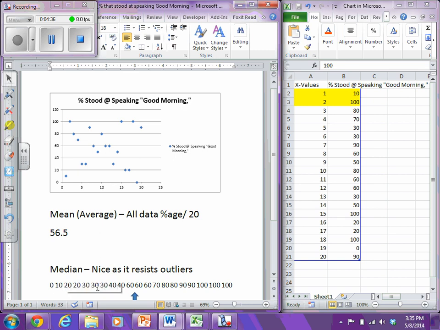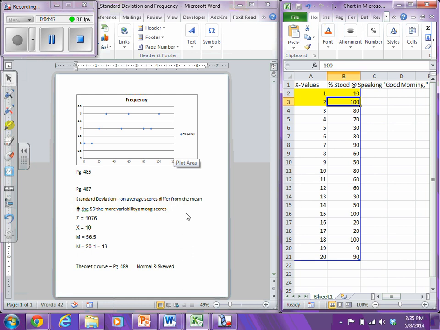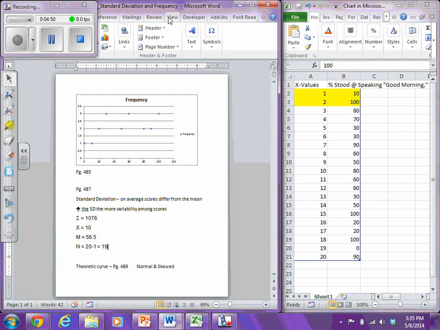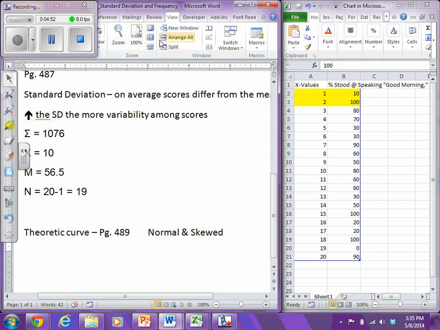I took my median because that works the best for my data, to kind of see what I have. And all I did was I created a frequency chart. Let me make that a little bit bigger. It's a little hard to read. Oops, that's a little too big.